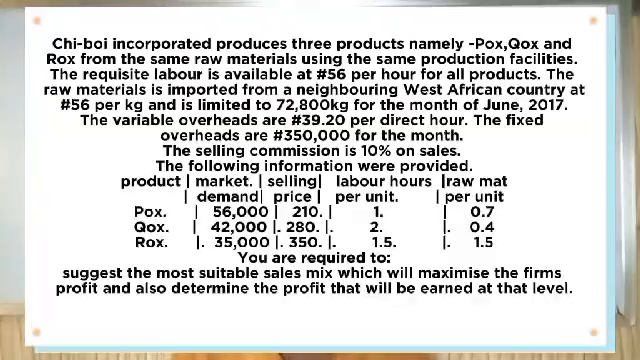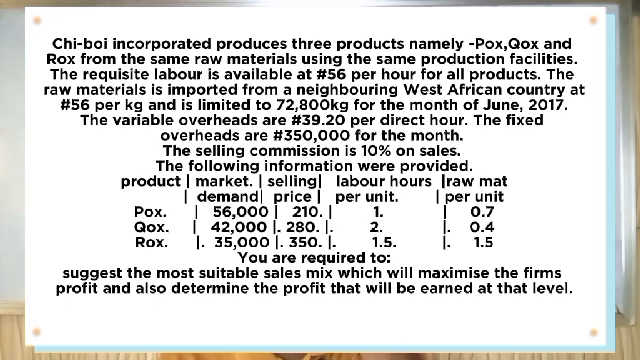So the question goes thus: Chiboy Incorporated produces 3 products, namely Pucks, Quarks, and Rocks, from the same raw materials using the same production facilities. The requisite labor is available at 56 naira per hour for all products. The raw material is imported from a neighboring West African country at 56 naira per kg and is limited to 72,800 kg for the month of June 2017. The variable overheads are 36.20 naira per direct labor hour. The fixed overheads are 350,000 naira for the month. The selling commission is 10% on sales.